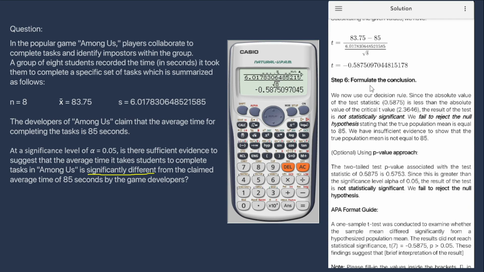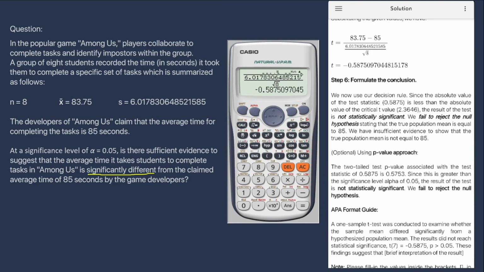Now for step 6, formulate the conclusion. It is very evident that the absolute value of our test statistic, negative 0.5875, is less than the absolute value of the critical t-value, which is 2.3646. And so the result of the test is not statistically significant. So we fail to reject the null hypothesis stating that the true population mean is equal to 85. We have insufficient evidence to show that the true population mean is not equal to 85. In other words, we have insufficient evidence to show that the average time for completing the task in Among Us is different from the developer's claim of 85 seconds.